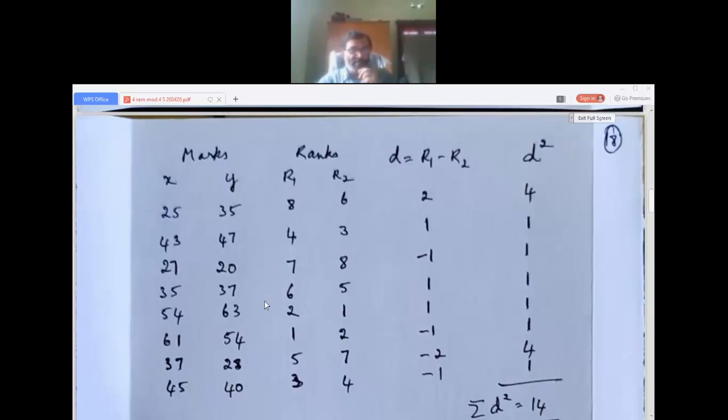Now the highest is 61, so we give it rank 1. The second highest is 54, so rank 2. The third highest is 45, so rank 3. The fourth highest is 43, so rank 4. The next highest is 37, so rank 5.